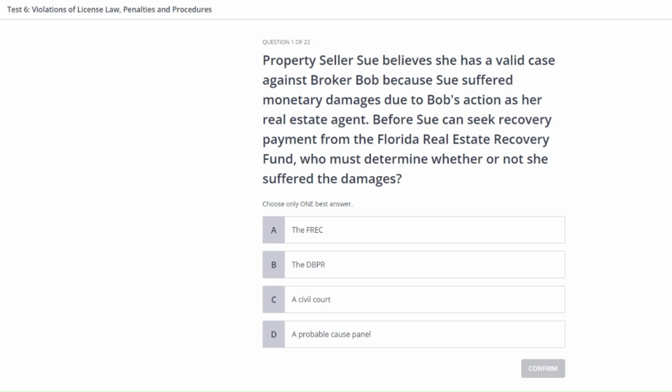Today we are here to practice some interesting quizzes from Section 6, Violations of License Laws, Penalties and Procedures. So let's get started with the questions.